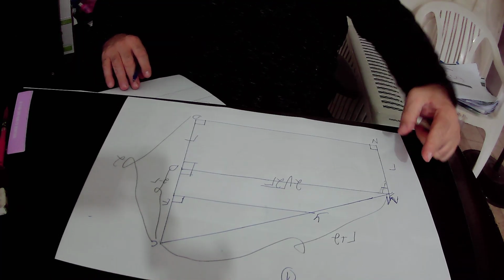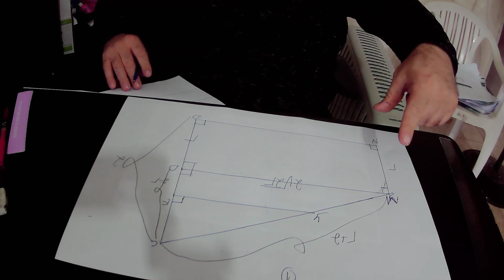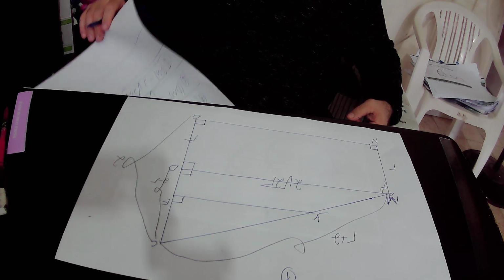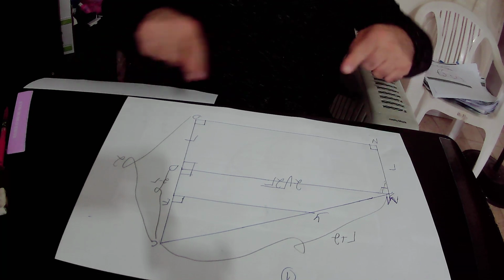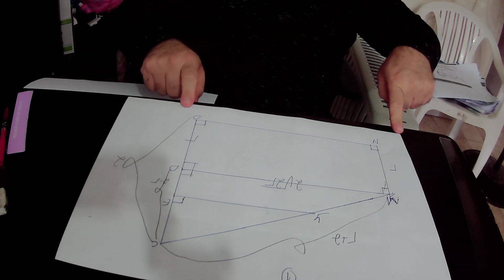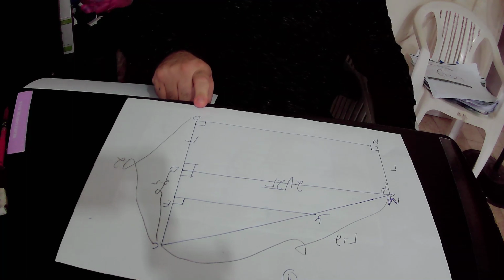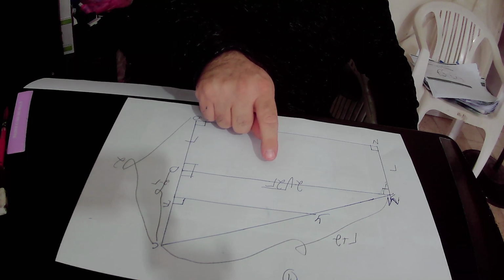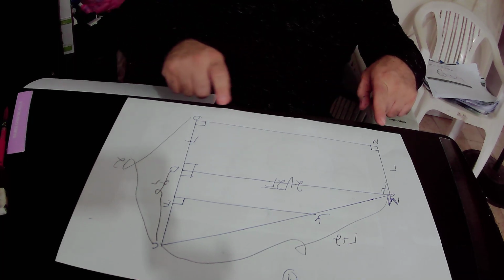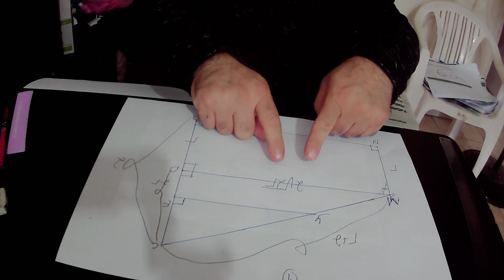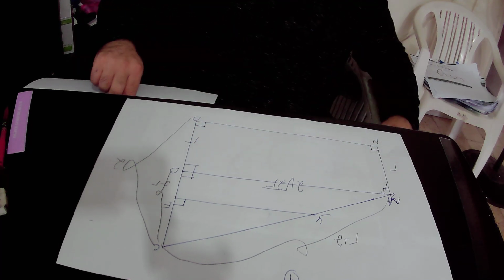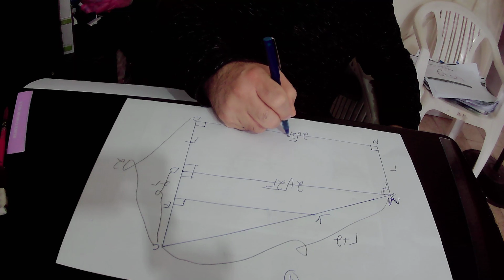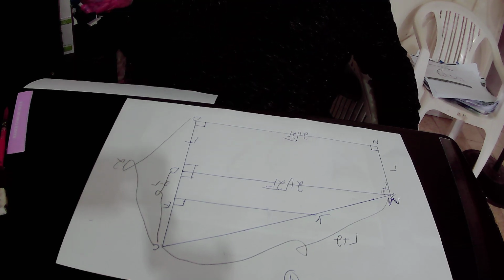But we know that MNDO is a rectangle, and the opposite sides of a rectangle are equal to each other. That is to say, MD equals NO. But we know that MD equals 2 times the square root of 2R. Therefore, NO, which equals MD, will also equal 2 times the square root of 2R. Okay?